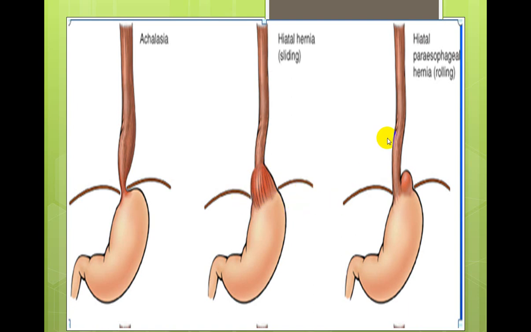The second one is known as the paraesophageal hiatal hernia. This results from protrusion of a segment or dilated segment of the stomach, particularly from the greater curvature, through a widening foramen in the diaphragm. So this is known as the paraesophageal, and the cause in this case is usually obscure.